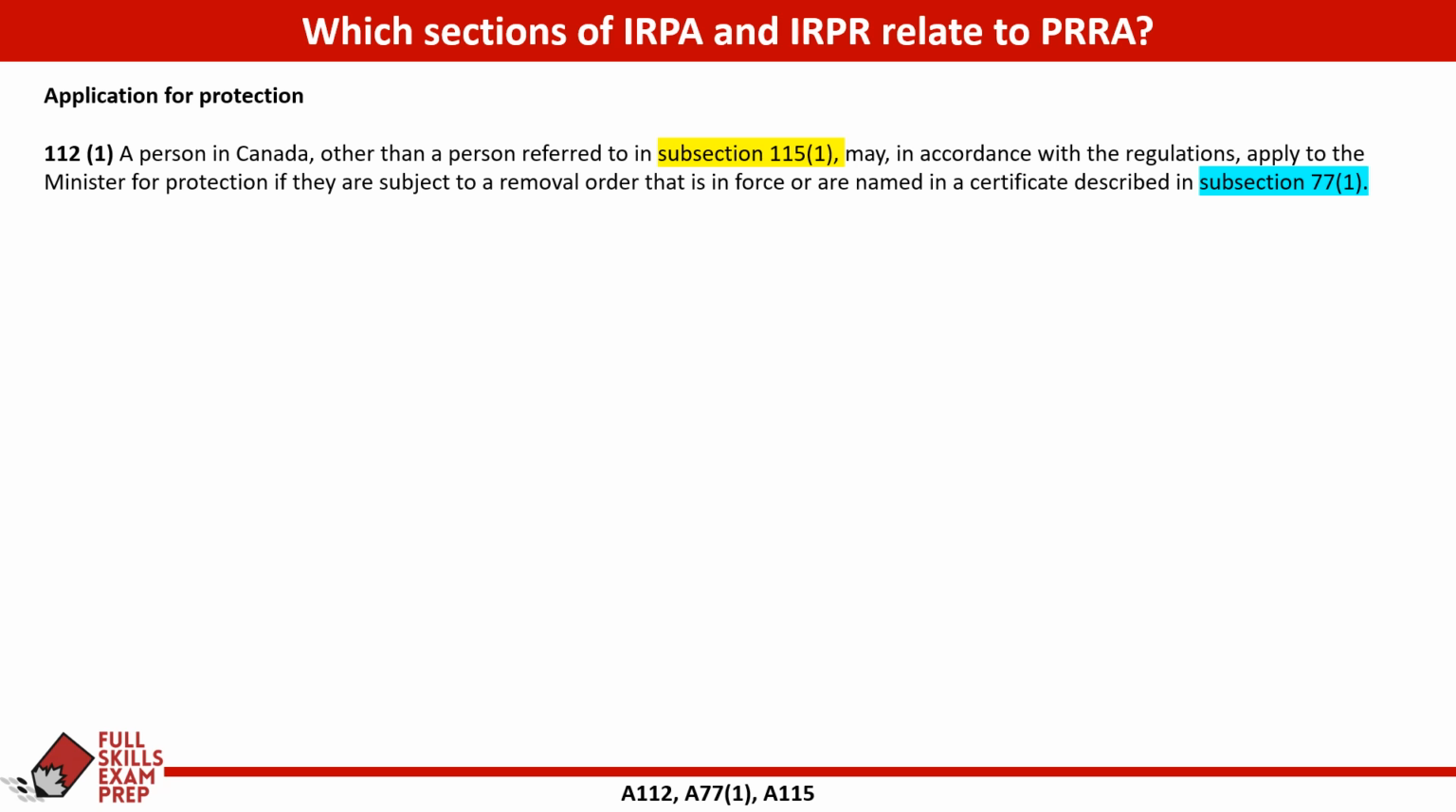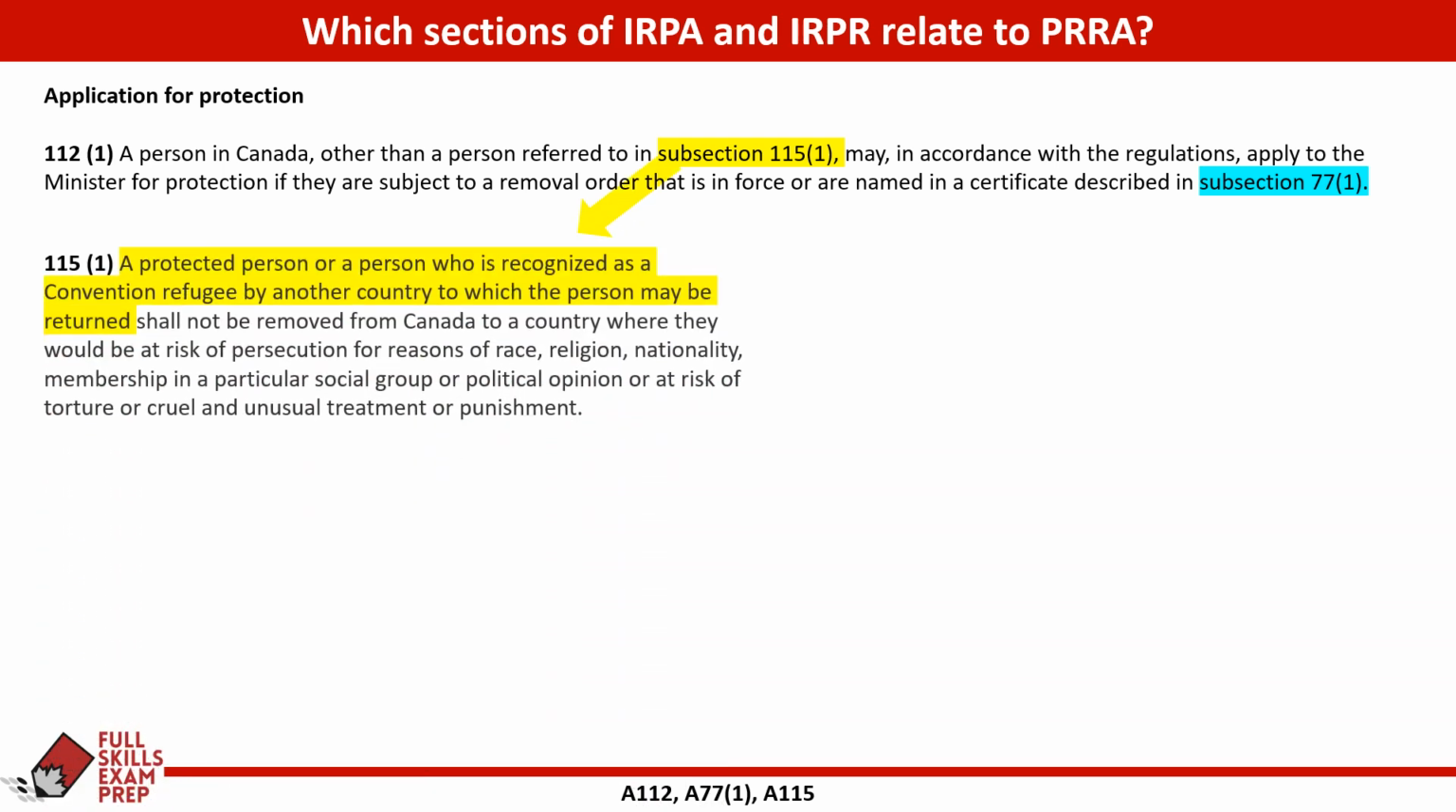And I just wanted to go over this one just to, again, reiterate those main requirements of a person who is applying for PRRA. Okay, so a person in Canada, so we saw this already. We see the exceptions over here that they're talking about as well, other than a person referred to in subsection 115. And then they're saying they can apply for a PRRA if they're subject of a removal order or an Article 77. So what is referred to under subsection 115?